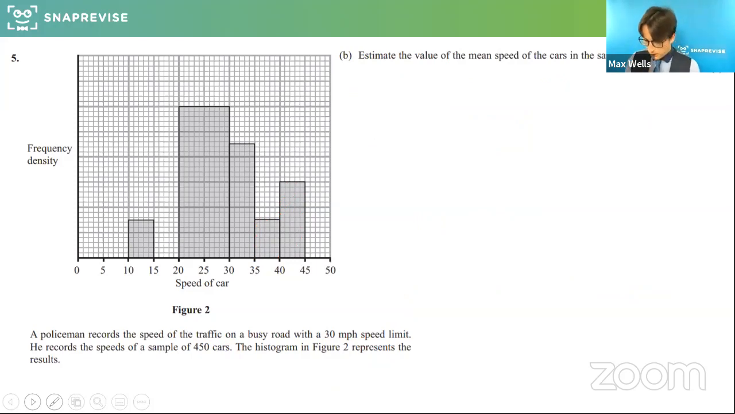It's the same scenario, but this one says estimate the value of the mean speed of the cars in this sample. So we want the mean speed of the cars in this sample.